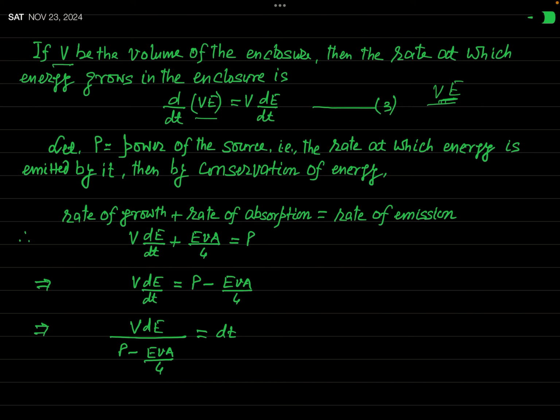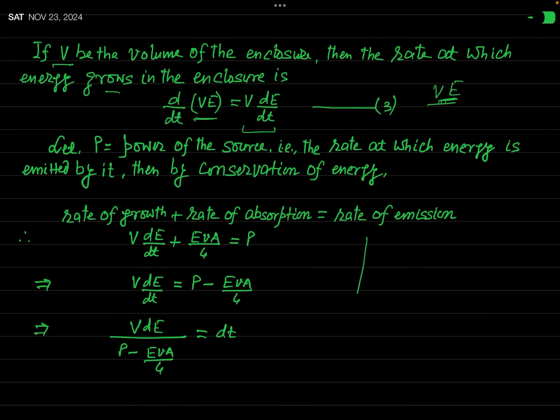So d/dt operated on VE will be equal to V times dE by dt, because here V is the total volume, which is constant. This is the volume of the room. So this V into dE by dt gives the rate at which energy grows in the enclosure.